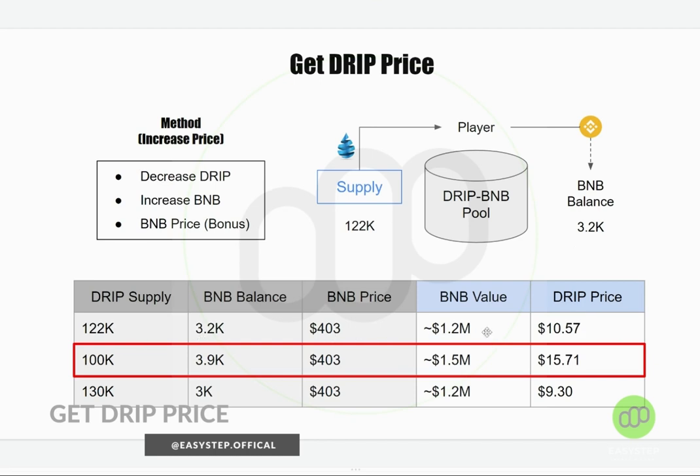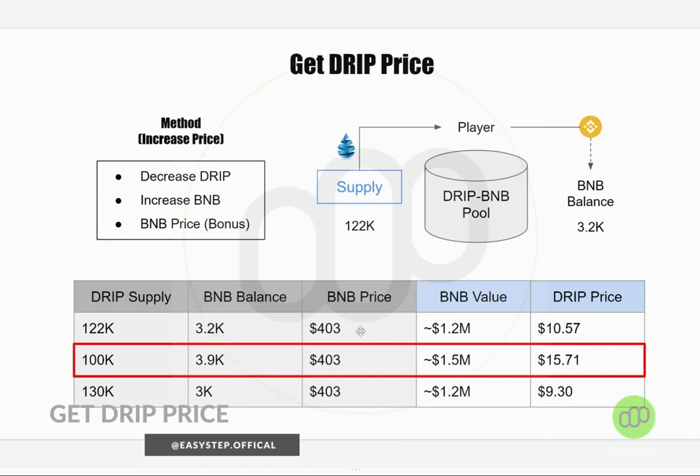Now, in the first example, we see here that the DRIP supply is 122,000 and the BNB balance is 3.2 thousand. The BNB price is 403, and that gives us the BNB value of 1.2 million. Now, the way the BNB value is calculated is we're multiplying the BNB balance by the BNB price, and that gives us the BNB value.